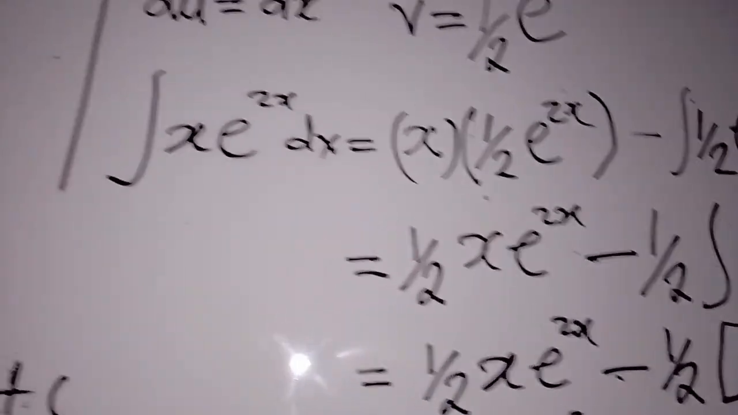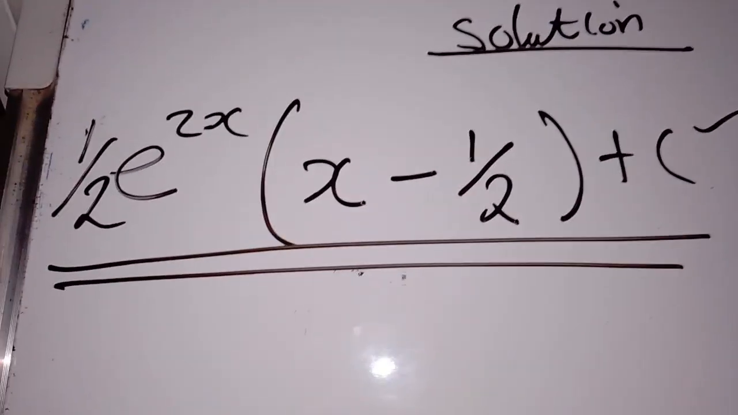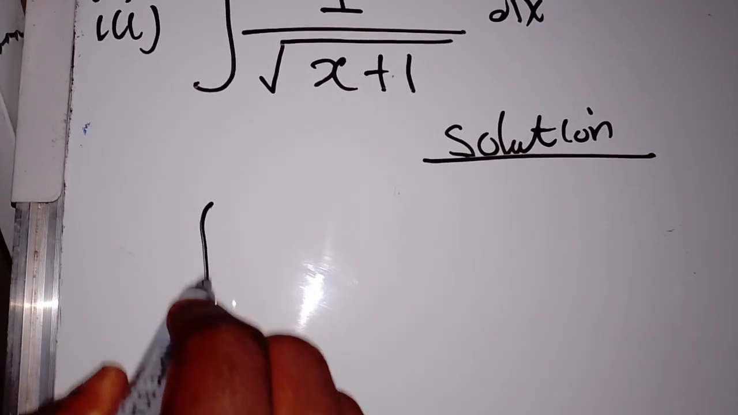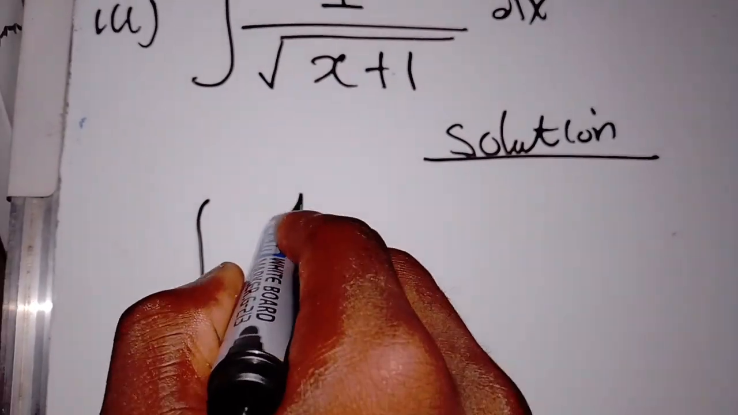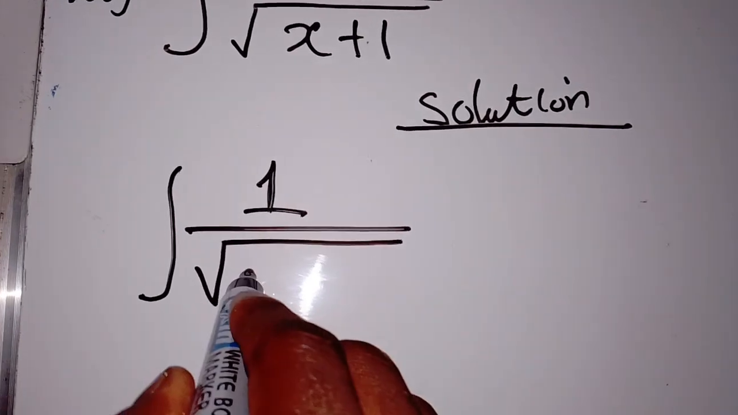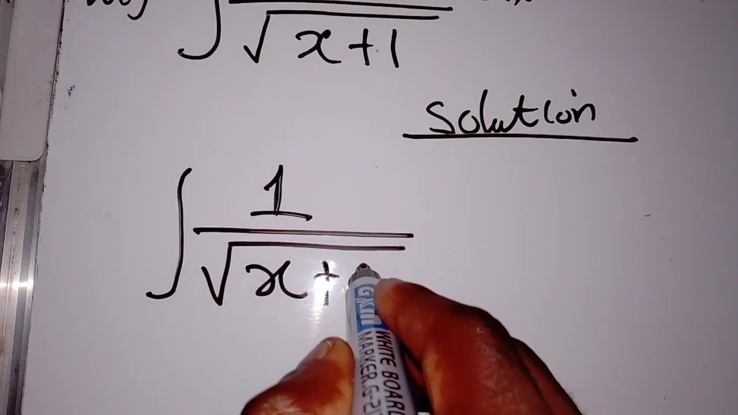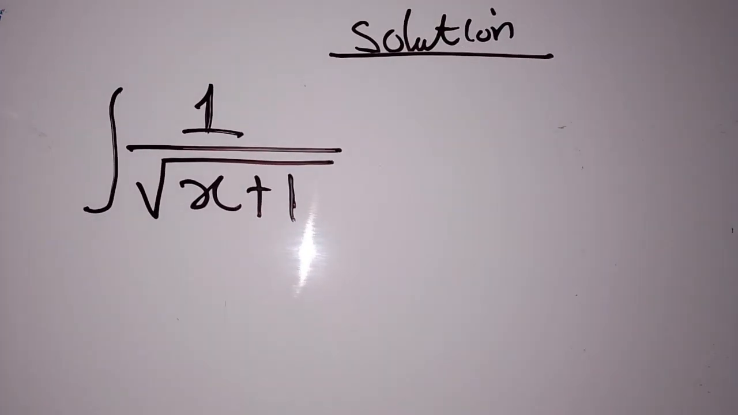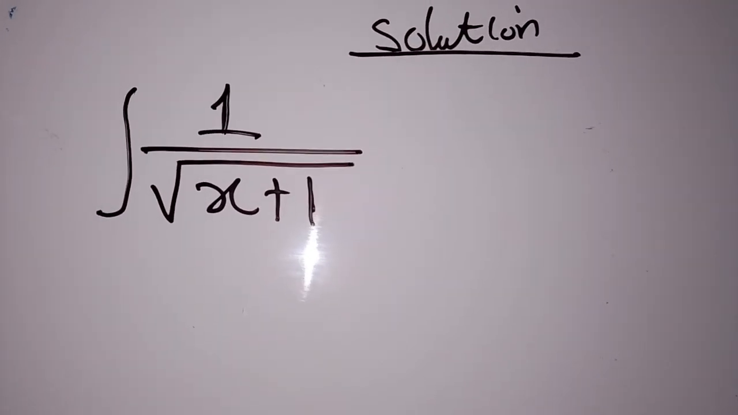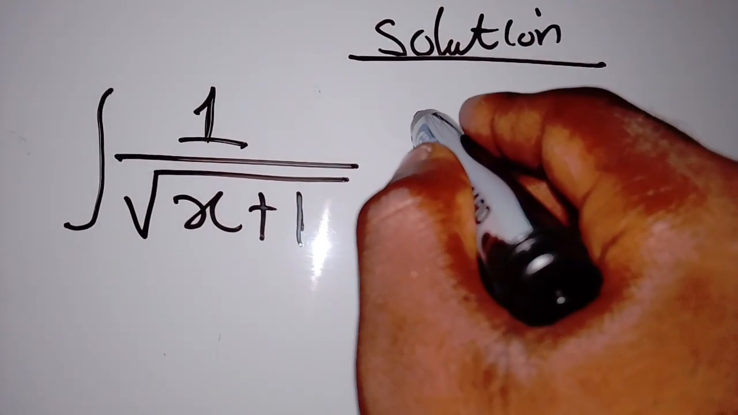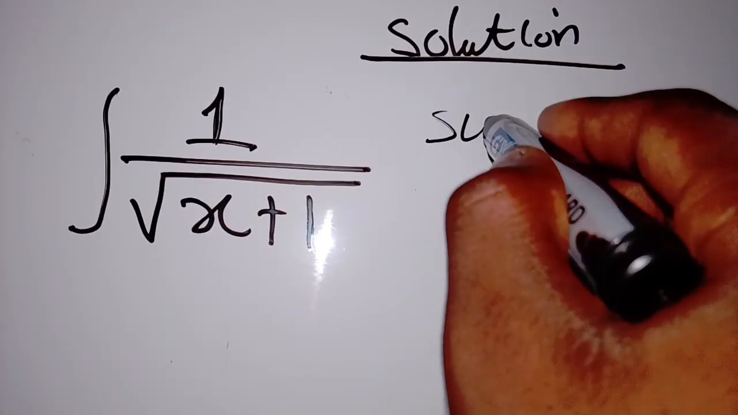So let's look at the last one now. Let us look at the last one. So, can you try that one? What method are we going to use under integration? Okay, so this one is square root of x plus 1, it is at the bottom. So what can we do? What we have to do here is we have to use u substitution method.